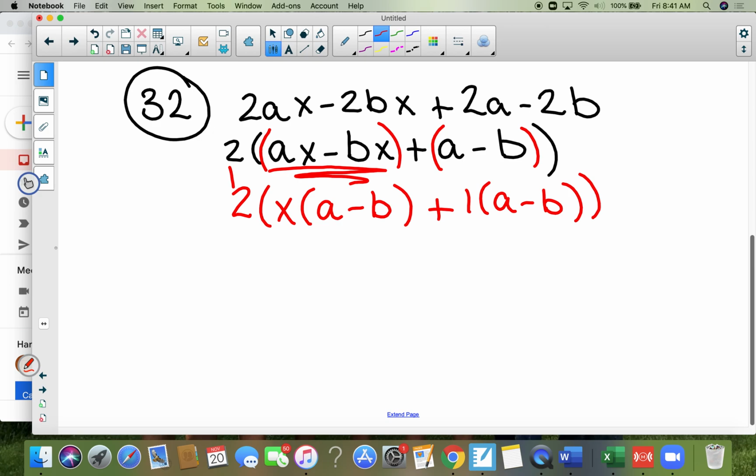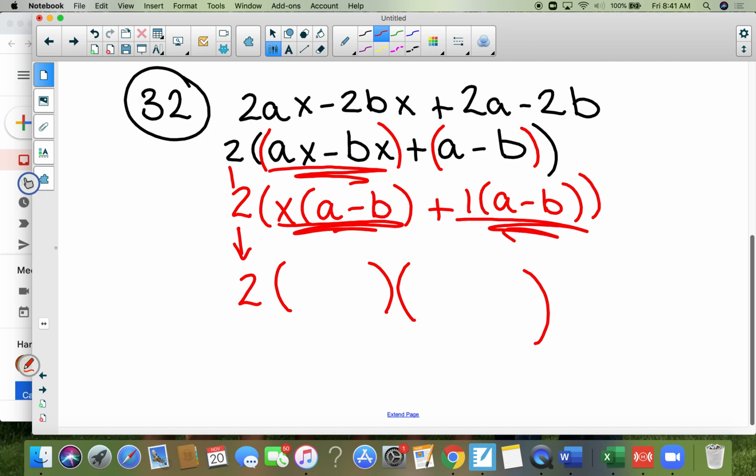Final answer. Carry this 2 down. 2 sets of parentheses. What do these 2 groups have in common with each other? Don't they have an A minus B in common with each other? With what left on the other one? X plus 1? Final answer.